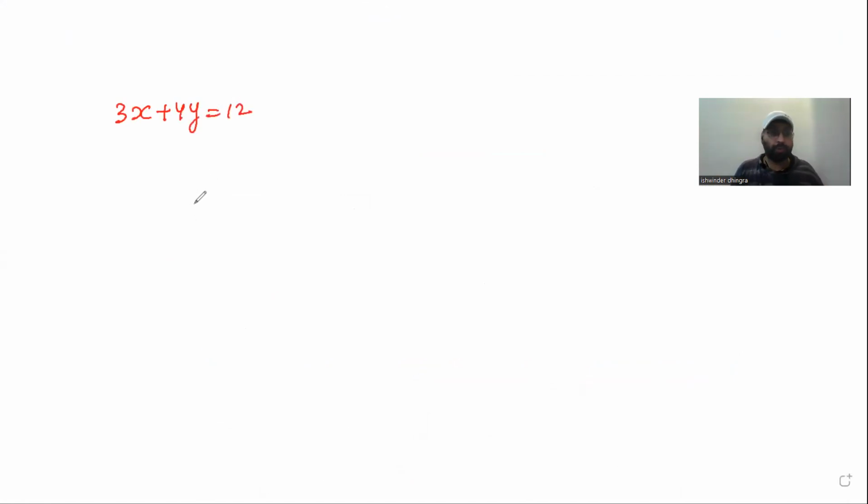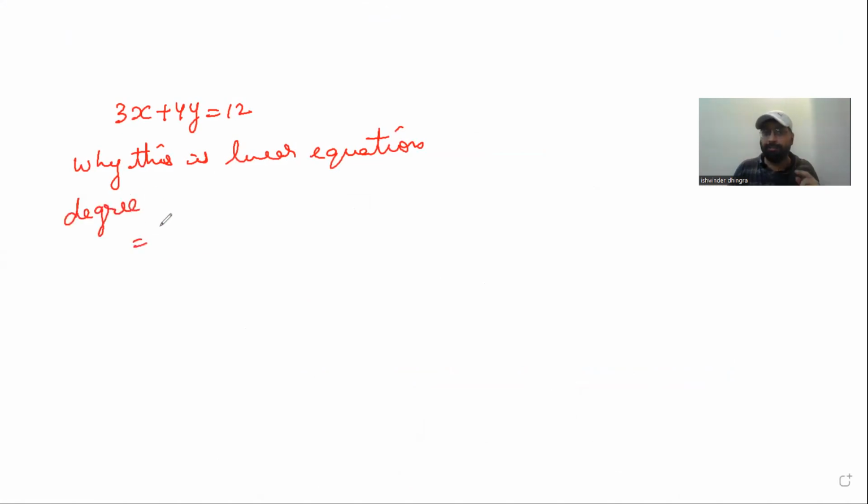Now, the first question is why is this a linear equation? That's my question. How do you identify that this is a linear equation? If you want to identify whether the given equation is a linear equation, you need to check the degree of the equation. So what is a degree? Degree is the maximum power of a variable. It can be one variable, it can be two variables.